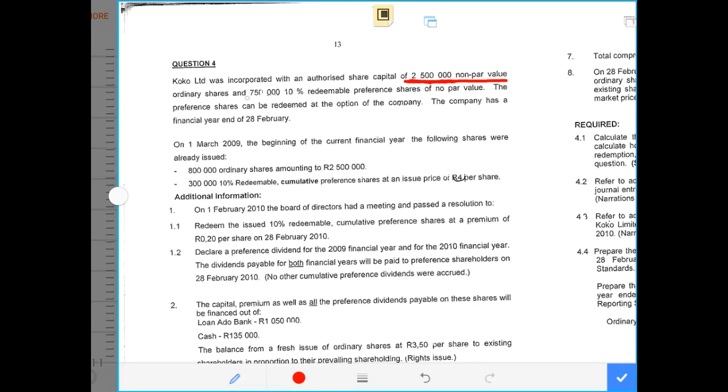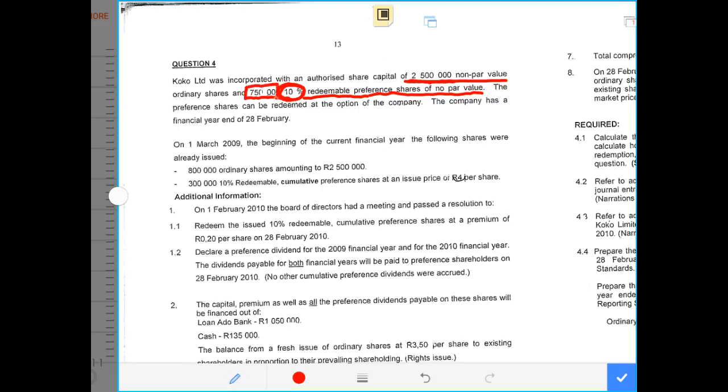And 750,000 10% cumulative or 10% redeemable shares of no par value. And meaning that when we declare preference dividends, we will calculate 10% of the capital that is invested in terms of preference dividends, and 10% of that will be preference dividends for that specific period.